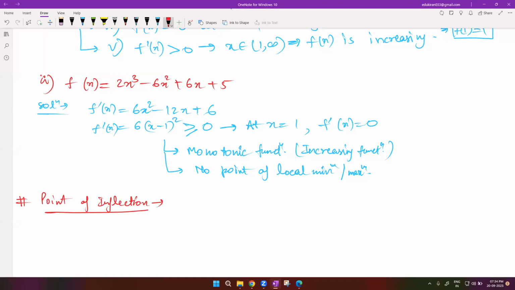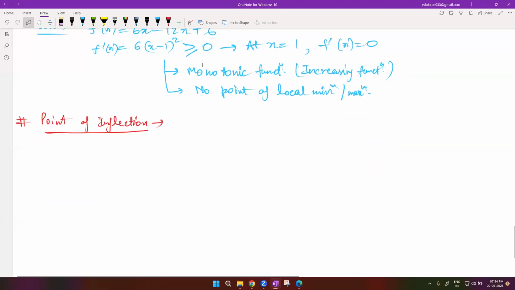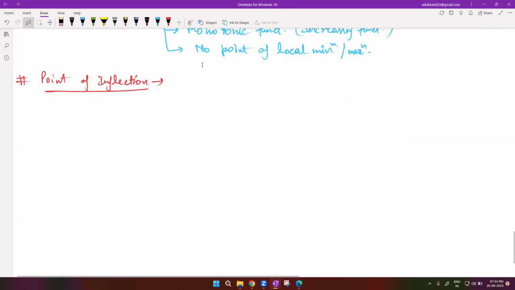There is another point which is very important and considerable here, which is the point of inflection. So let's understand this, and then we will be able to explain the logic of what happened in the last case. Let's take this example.